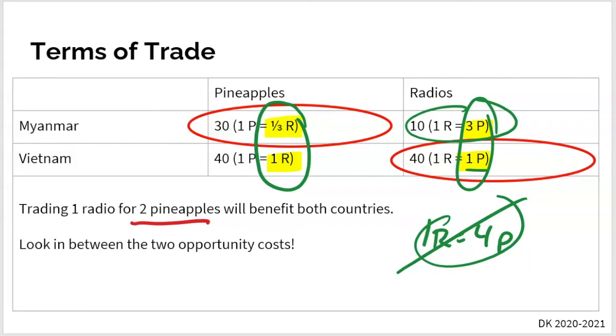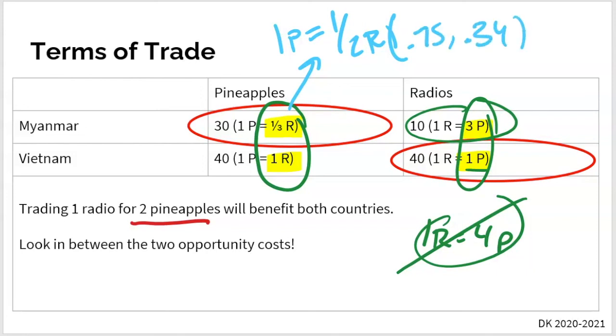And if we look at pineapples, what's an acceptable term of trade for pineapples? Here, 1 pineapple for anything in between 1/3 and 1. So let's just say 1/2 radio. Or we could say 0.33, 0.75, 0.34, whatever you want. Anything in between 1/3 and 1 is going to be an acceptable term of trade.